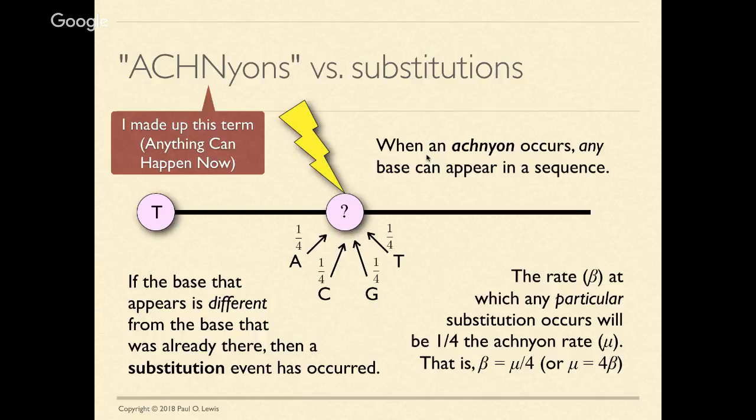Acneons are like substitutions, except that substitutions always result in a different state. So if T were to undergo a substitution, it would have to change to an A, C, or a G. But if it undergoes an acneon, it can change to an A, C, G, or T with equal probability. So it could end up in the same state that it started at.